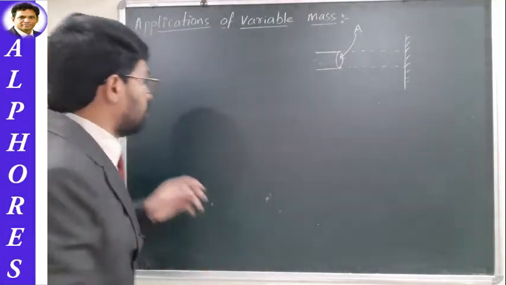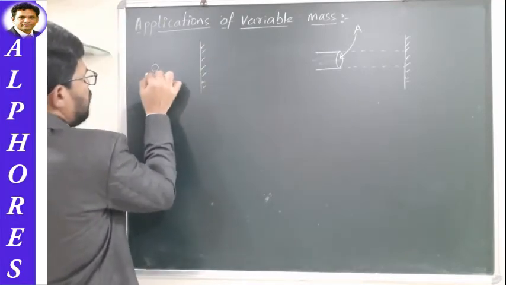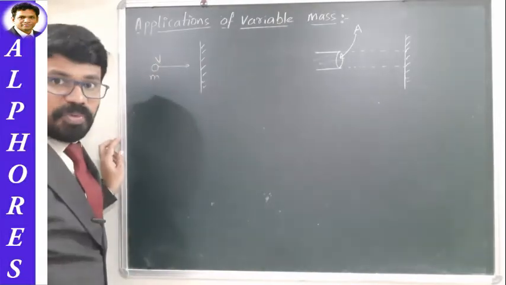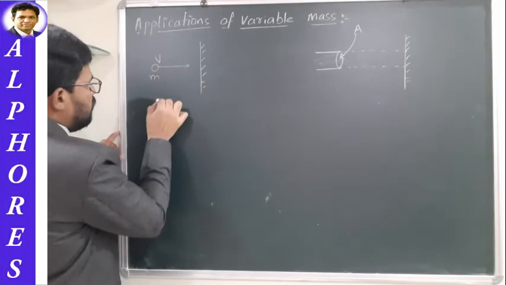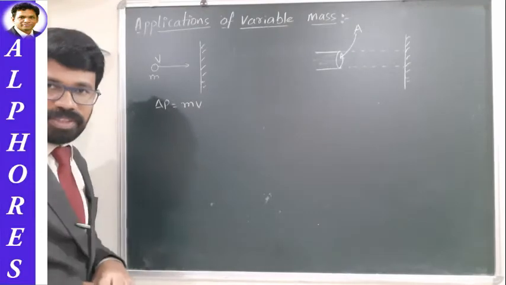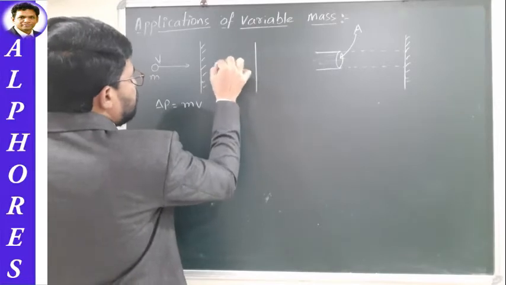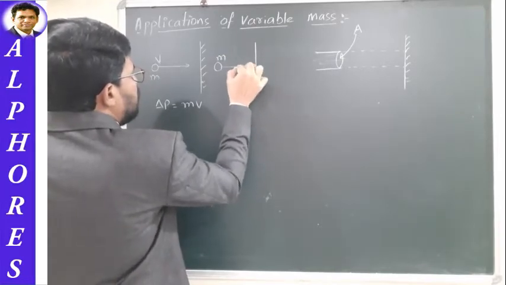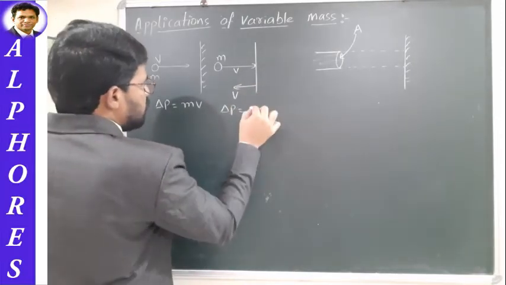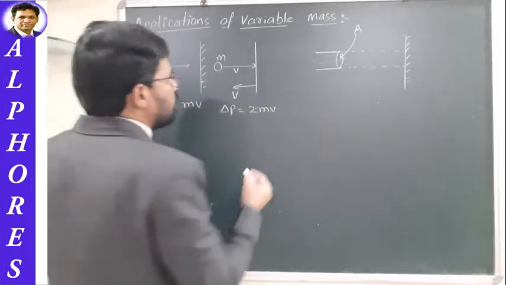So in case of a ball, let me recollect very briefly. Let us say a ball of mass m is traveling towards the wall with a velocity v, and after striking, it falls dead. What was the expression for change in momentum? The magnitude of change in momentum is mv. What if the ball is rebounding with the same velocity? In this case, change in momentum was written as 2mv. I hope you remember all these points.